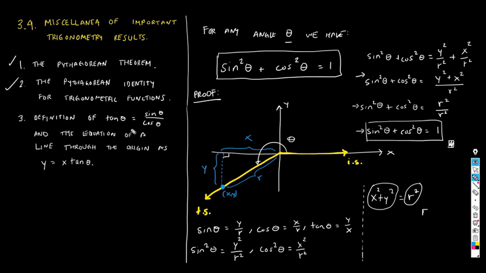Okay, number 3. The definition of tangent of theta as this ratio. That's even simpler. I'm going to erase the whole thing already. And number 3 was the definition of tangent of theta as sine of theta over cosine of theta.